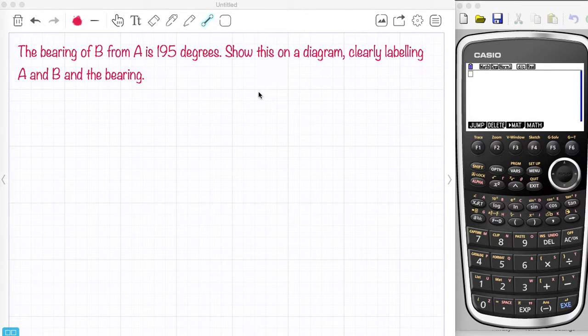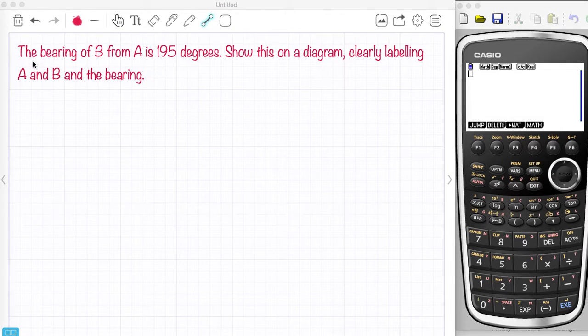In this video we're going to look at three-figure bearings. So I've got something here which says the bearing of B from A is 195 degrees. Show this on a diagram, clearly labeling A and B and the bearing.